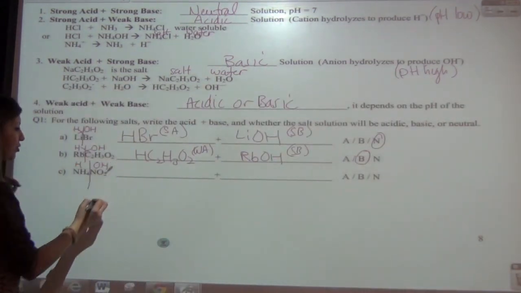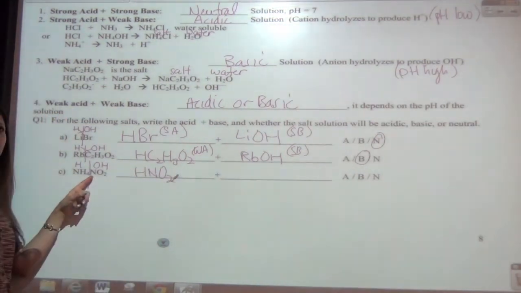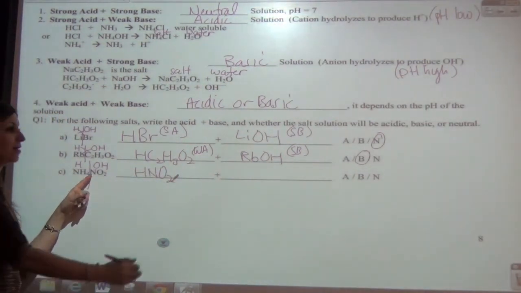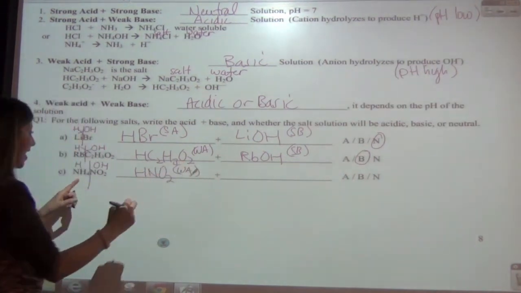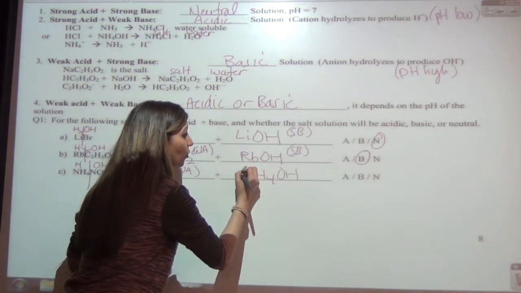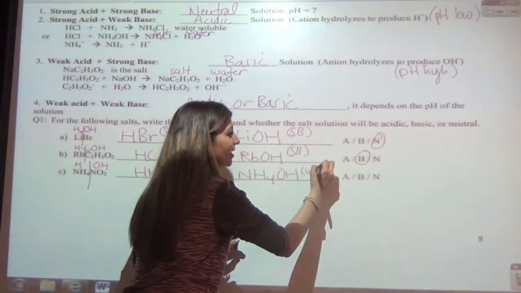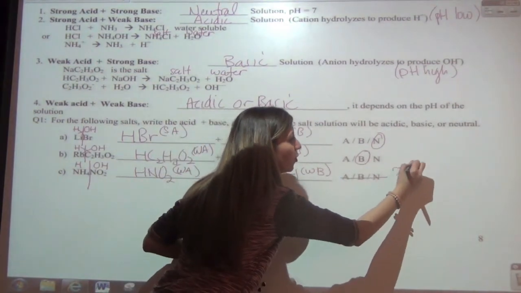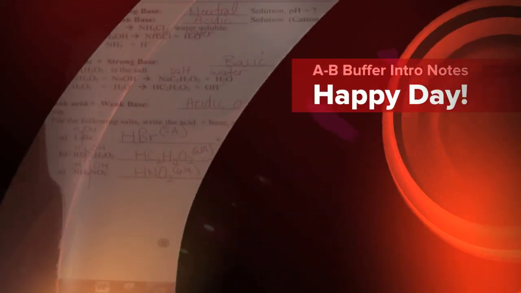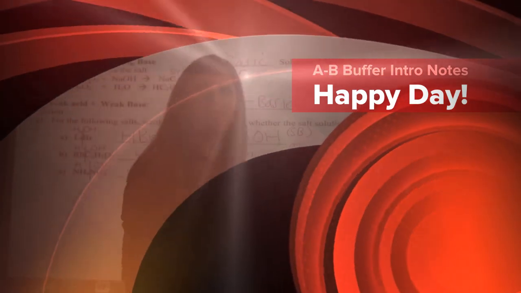And last one, split it again. H and OH. So what do you get for your acid? HNO2, strong or weak? Weak acid. And NH4OH, strong or weak? Weak. Very good. So what is this? We don't know. We would have to do a calculation. So that's basically the introduction to buffers. We'll do a little bit more later.